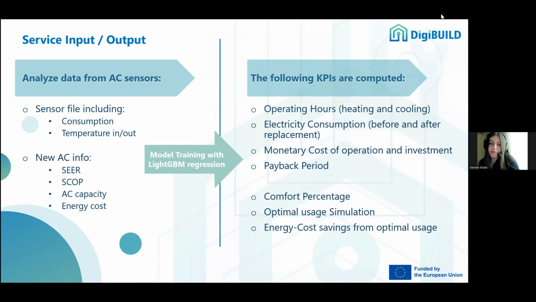By using our trained models, we also calculate the comfort percentage of the user based on their behavior and on the PMV. And with our trained models, we make simulations with the new AC, and we also make simulations for the optimal usage so that the user can understand if they can improve their usage behavior and patterns and perhaps achieve even more energy and cost savings from that as well.